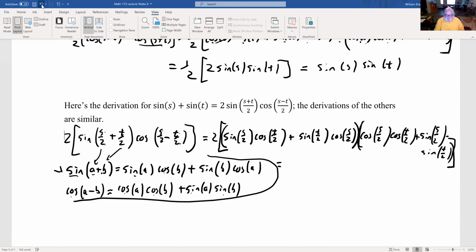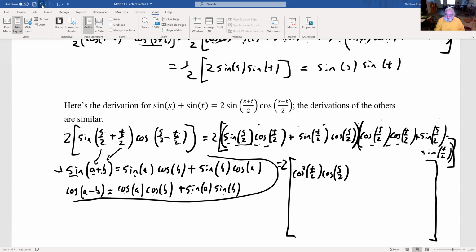But I've got 2 times a bunch of stuff, and I'm going to put it into a big, huge bracket because it's going to be 4 terms. Because what have I got? I've got this plus this times the quantity, this plus this. Got to FOIL things out. So first, outer, inner, last. So first is this one times this one. Note that there's a cosine of T over 2 in both. So we get cosine squared of T over 2 times sine of S over 2 times cosine of S over 2. And I'll just write cosines first because why not?